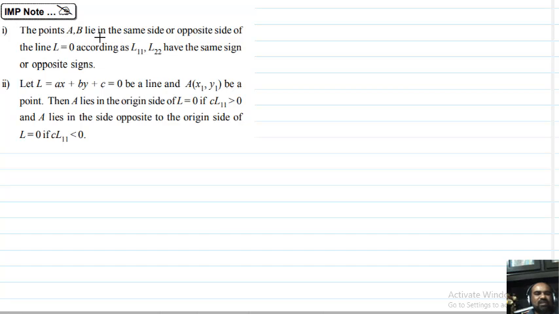Important note: the points A and B lie on the same side or opposite sides of L equal to 0, according to whether L double 1 and L double 2 have the same sign or opposite sign. Okay, that is clearly explained.